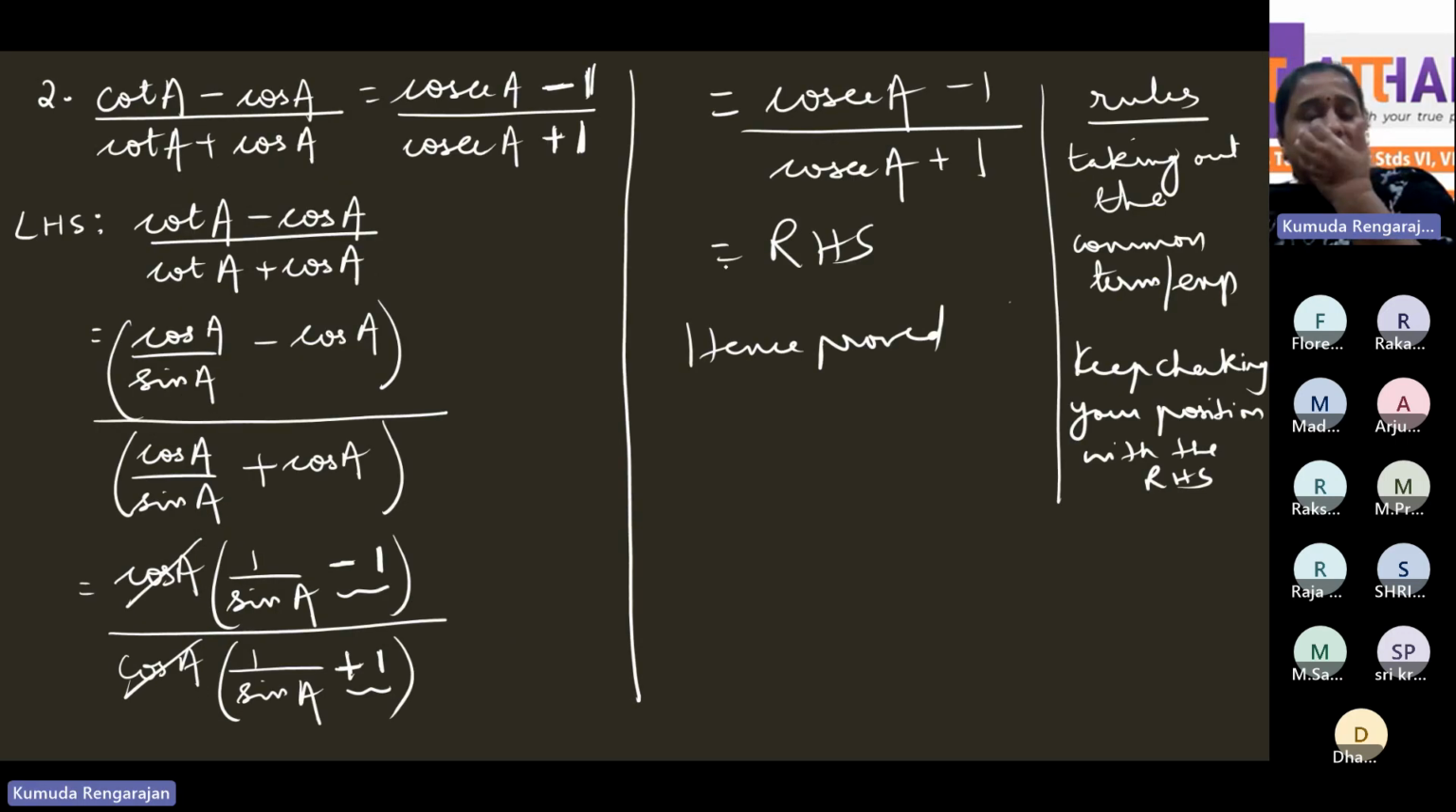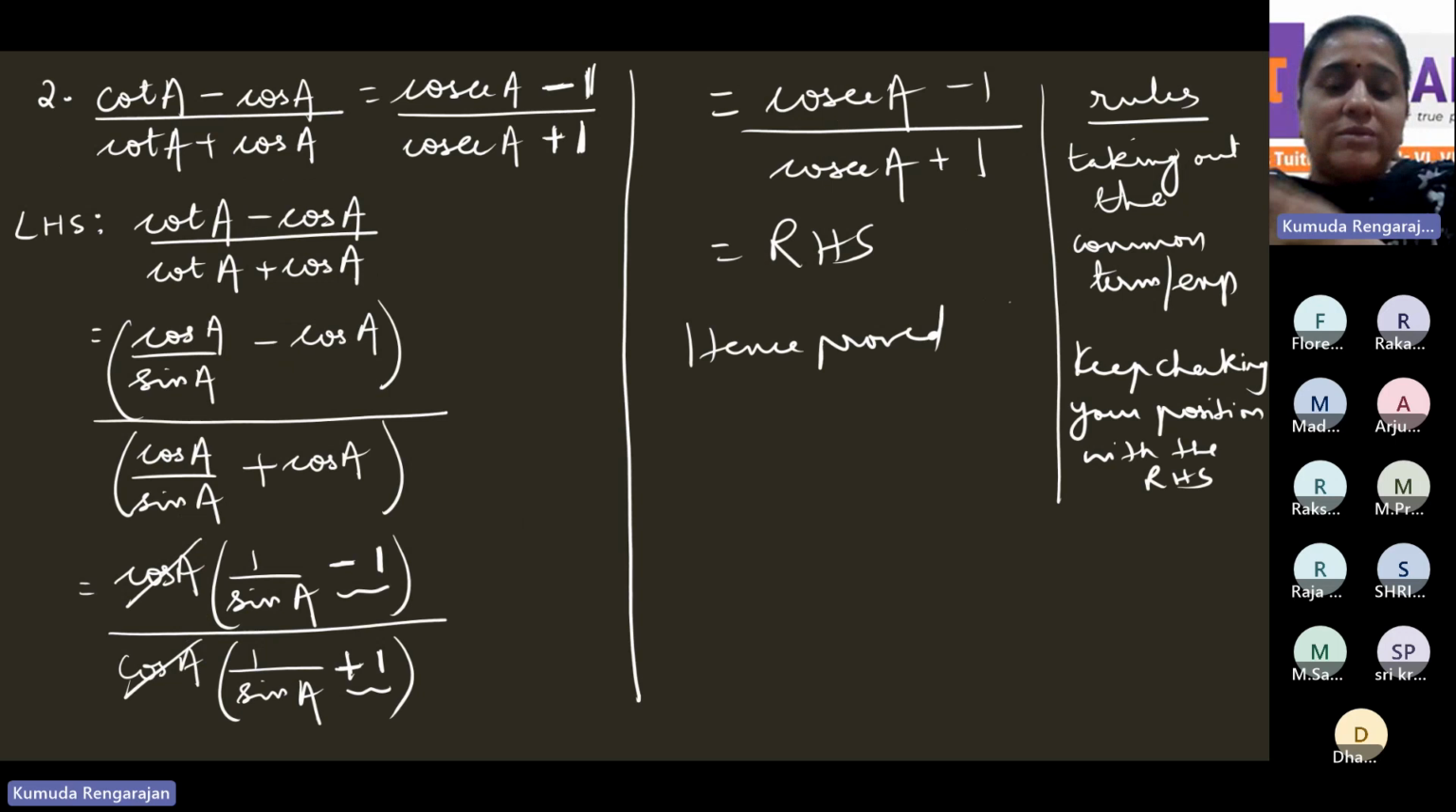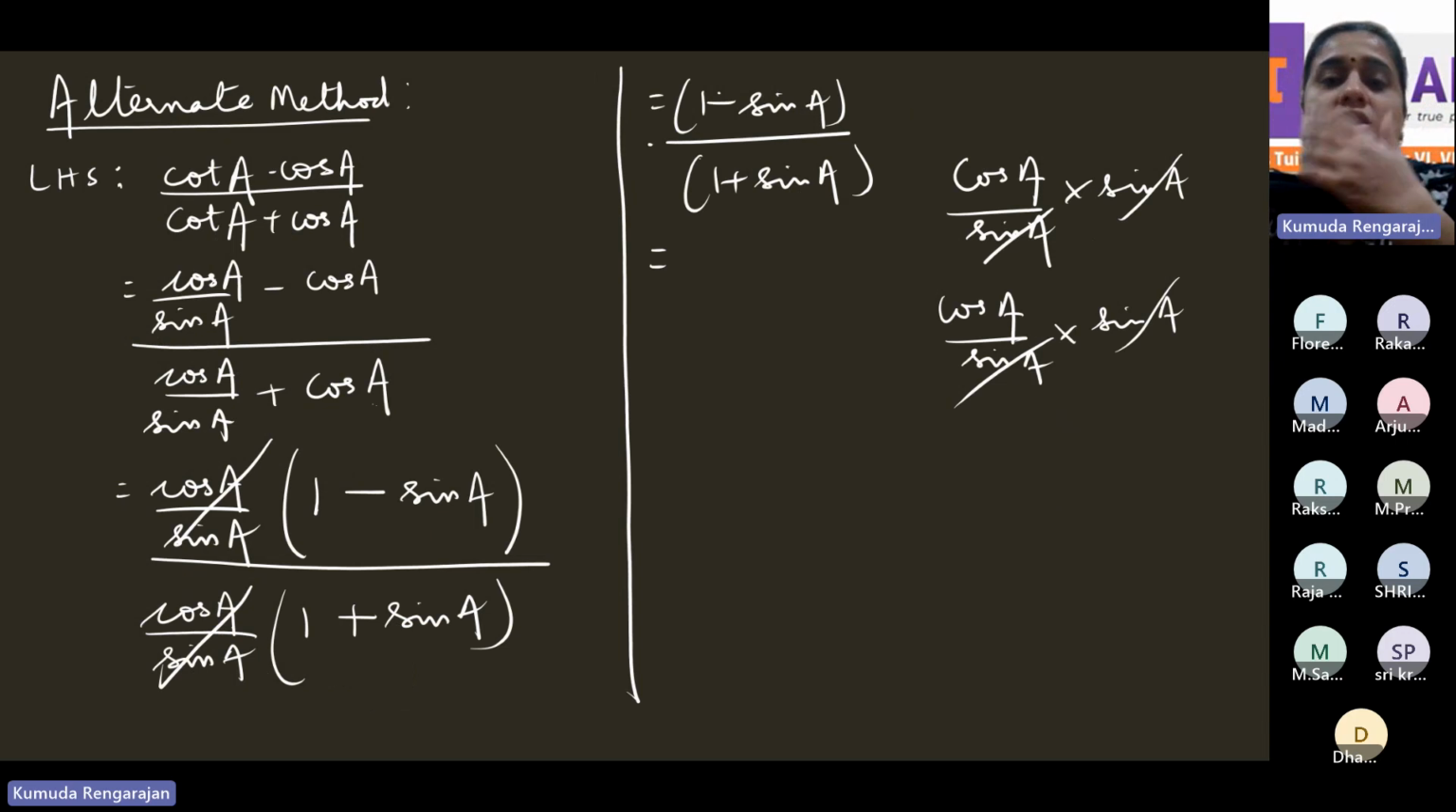What is it here? Cosecant A minus 1 by cosecant A plus 1. You need to get cosecant, but where are we? Sine. So what should you do? Change sine to cosecant. Now your question may be, we have to write other ratios in sine, so why are you changing sine to cosecant? That's the requirement here. We have to keep tracking the RHS. The RHS is cosecant A minus 1 by cosecant A plus 1, but we have sine here, so we change sine to cosecant because that is what is in the RHS.